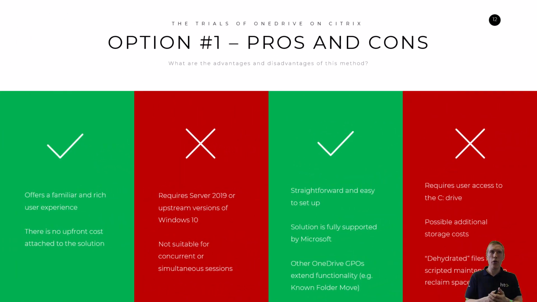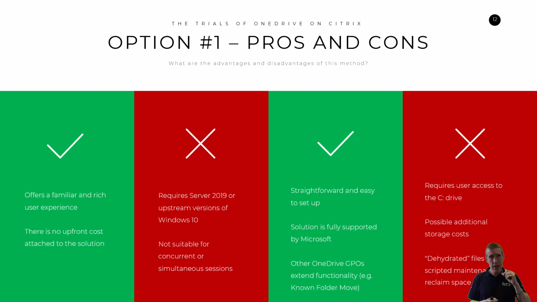So that's option one, right? FSLogix, sync client, and group policy. What are the pros and cons? Now, on the positive side, Microsoft would recommend it this way. It's fully supported, it has no cost to set up, right? It offers the richest user experience. They have the OneDrive access in Explorer that they're used to, and you can do all sorts of things around single sign-on, known folder move, and tenant restrictions by using OneDrive GPOs.